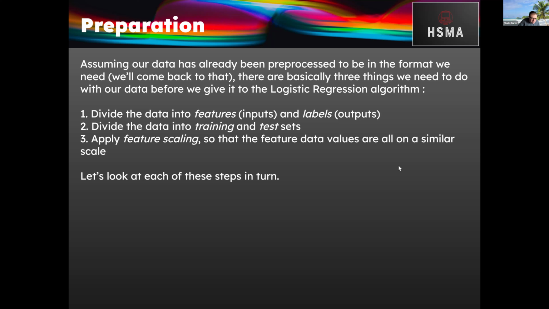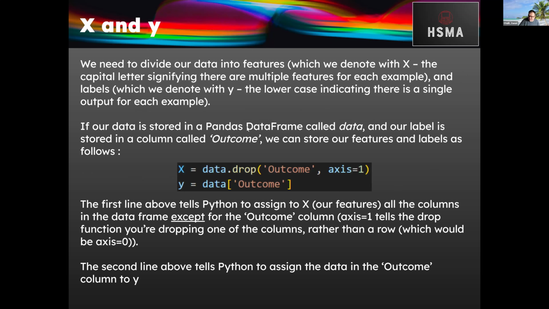And then we will apply something known as feature scaling so that all of our feature values are on a similar scale. And we'll come back to that shortly. So let's have a look at how we do each of these steps in turn. So let's start by how we would divide our input data, our feature data, from our labels.